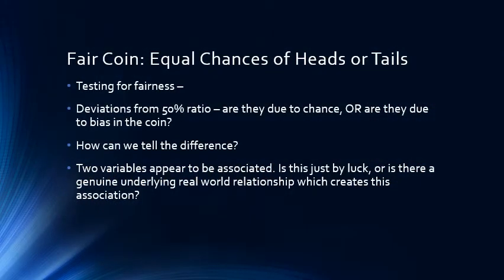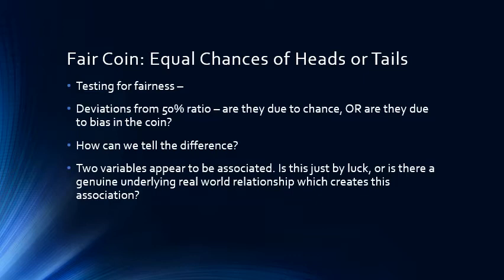A fair coin is one on which we have equal chances of heads and tails. And the question that we want to study is, how do we find out if a coin is fair or not? In particular, when we flip the coin a large number of times, there will be deviations from the perfect ideal ratio of 50%. So how large a deviation should there be before we start to suspect that the coin may not be fair? How can we tell the difference between chance fluctuations and genuine differences?